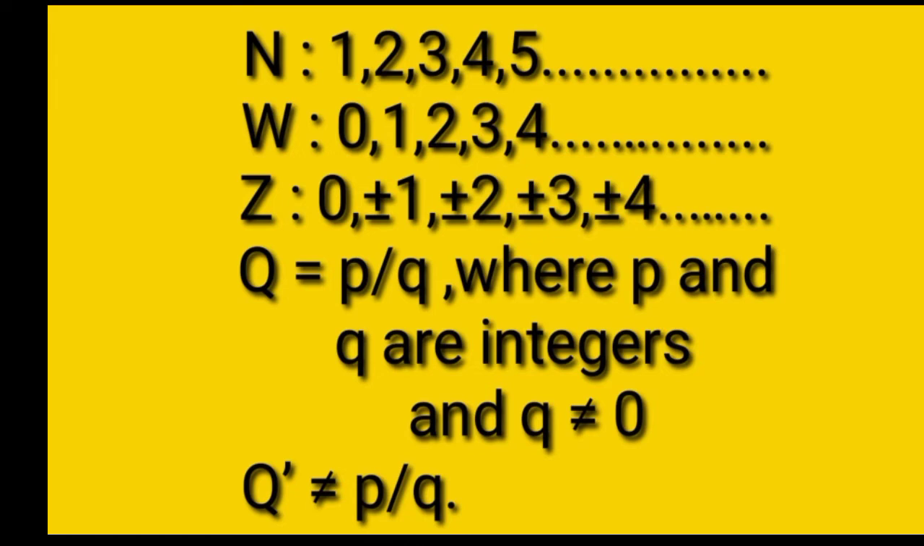etc. What is the symbol of rational number? Q is the symbol of rational number and it is denoted by p by q, where p and q are integers and q not equal to 0. What are the irrational numbers? Irrational numbers cannot be expressed in p by q.